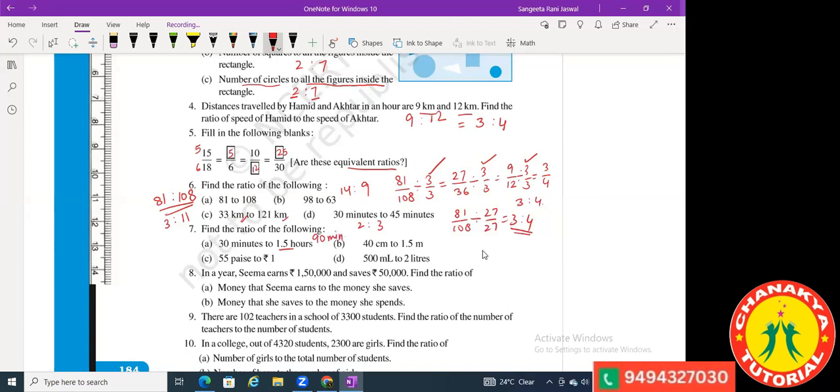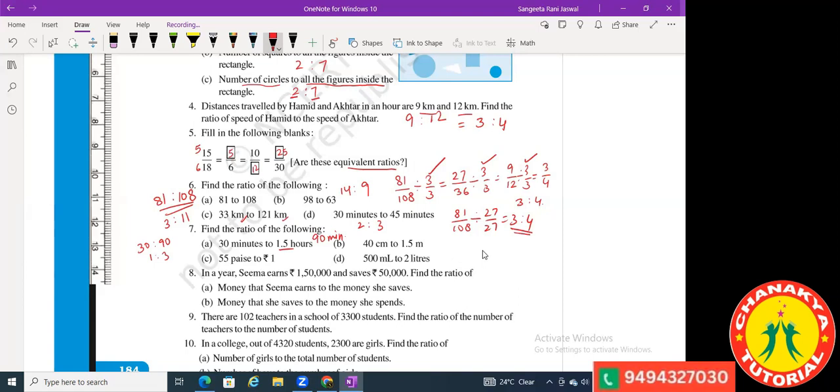Directly we can do it with the 30 table. So that's 30 is to 90. When you bring it to lowest form, what do you get? 1 is to 3. Good. Okay, now see the next one, 40 centimeters to 1.5 meters.